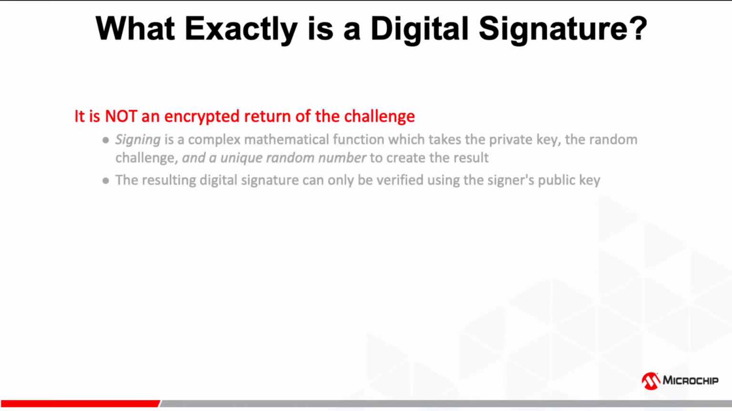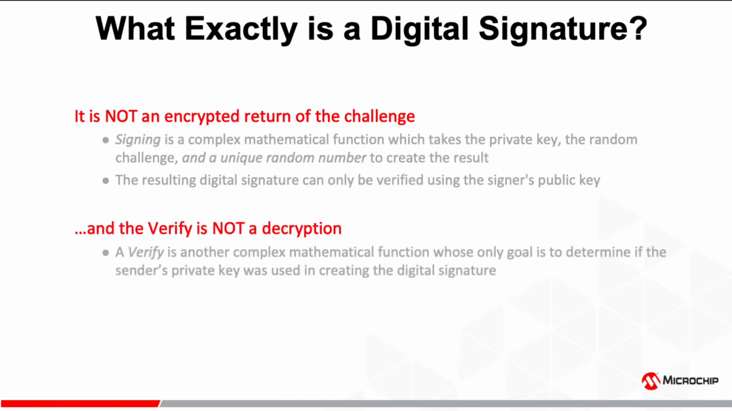What exactly is a digital signature? It is not an encrypted return of the challenge. Digitally signing is a complex mathematical function which takes the private key, the random challenge, and a new, unique random number to create the result. The resulting digital signature can only be verified using the signer's public key. A verify is not a decryption. A verify is another complex mathematical function whose only goal is to determine if the sender's private key was used in creating that digital signature. The result of the verification is a yes-no result.